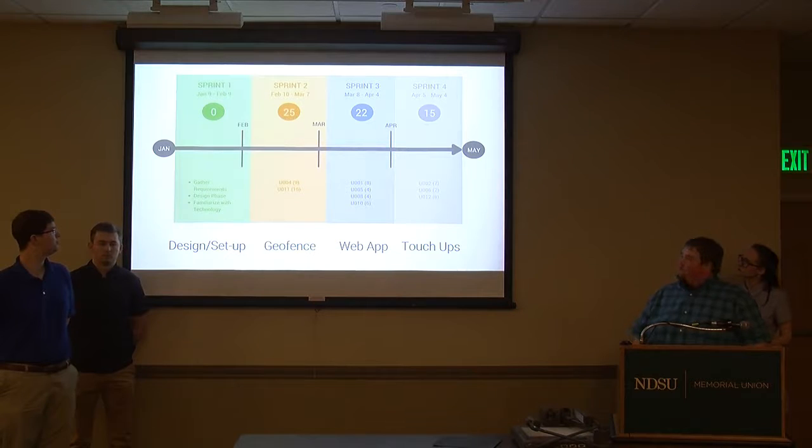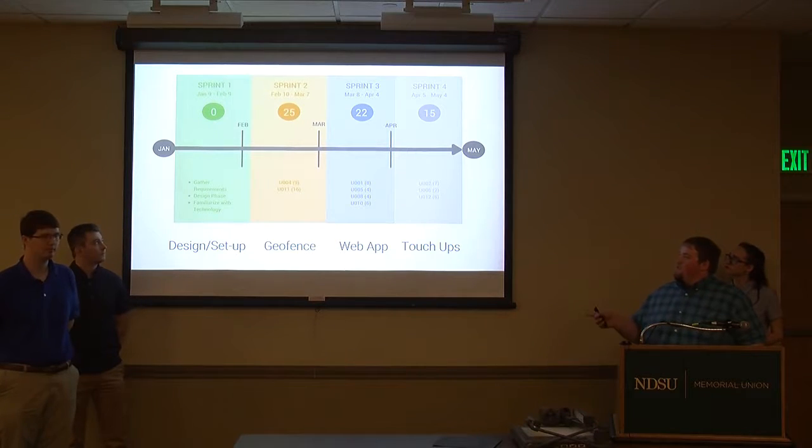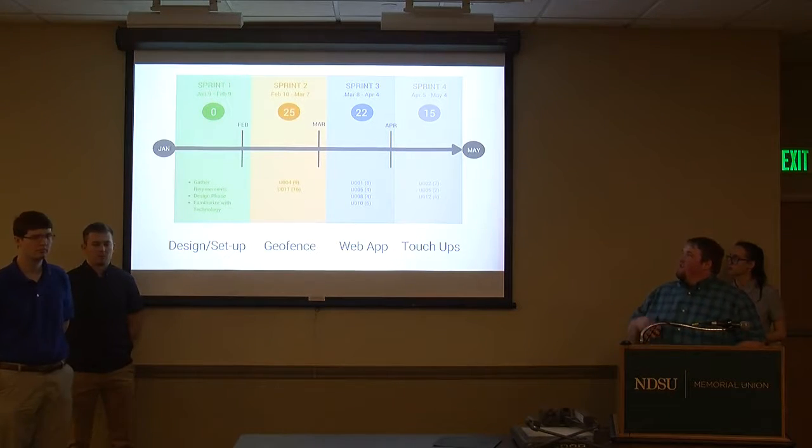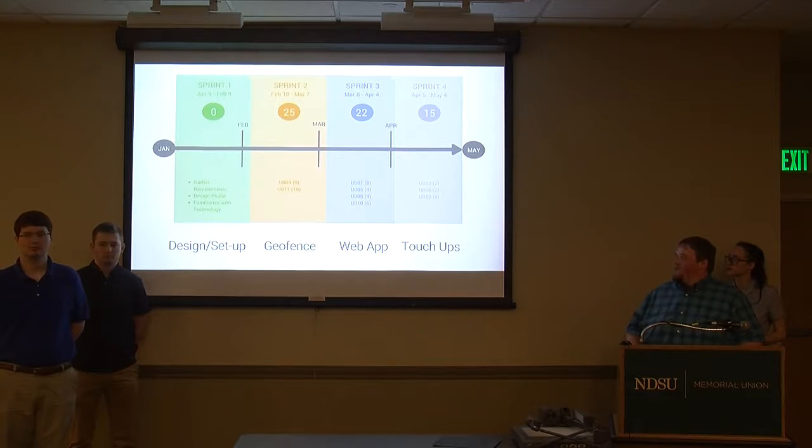So here's our initial layout of the 4 sprints we're going to do. The first one we wanted to do a design/setup phase, so we weren't going to really be working on anything yet. The second sprint we wanted to focus mainly on geofences, getting that up to date and running and everything. The third one we wanted to focus on the web application, so everything that was on the website. And then the last sprint we wanted to do touch-ups, just cleaning everything up, making it look better.